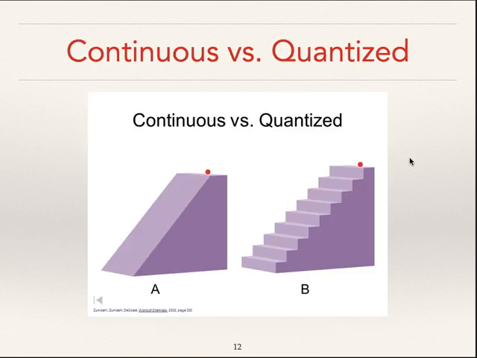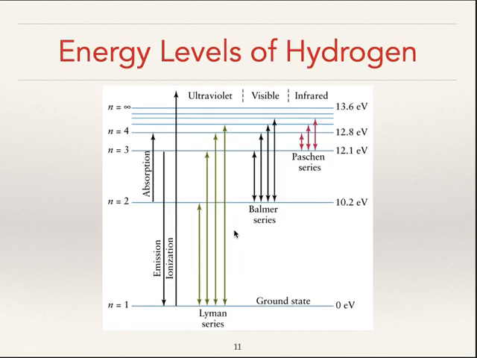This slide brings up an important idea. The difference between something that's continuous and something that's quantized. Let me set this up just a little bit with the previous picture. Before we said that if you have an electron in a particular state, let's just say the ground state, it can't absorb any amount of energy. It has to absorb a specific amount of energy.